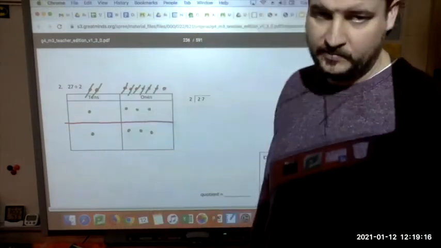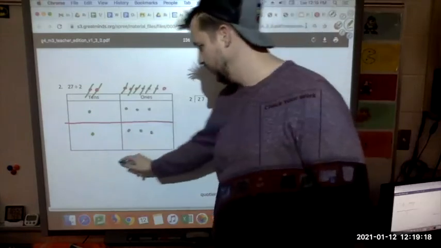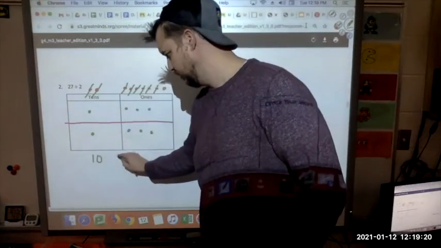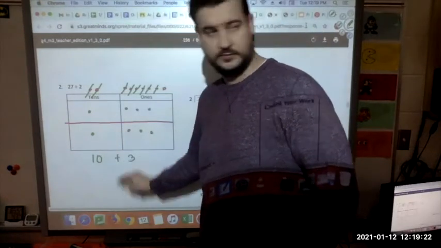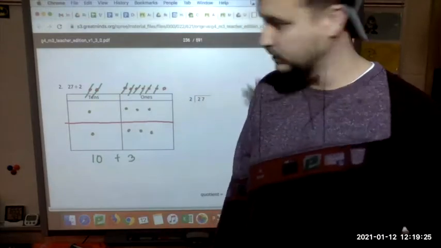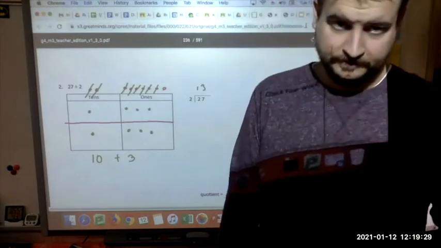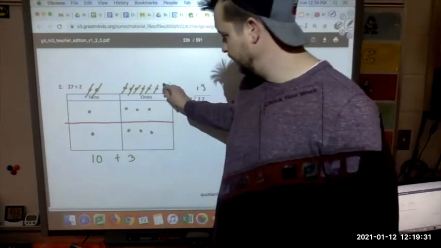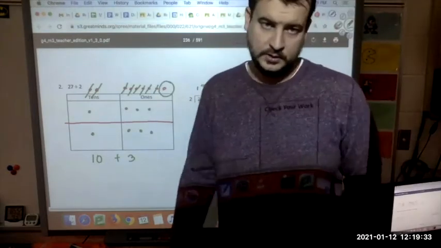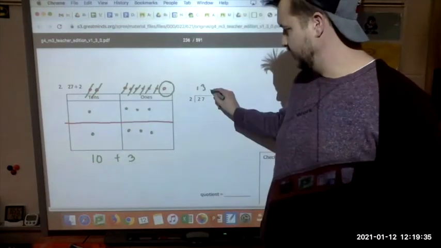So what I have in both groups, I have 1 10 plus 3 1s. 13. There's 1 left over. That's my remainder.